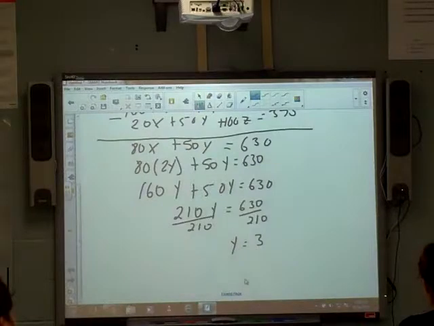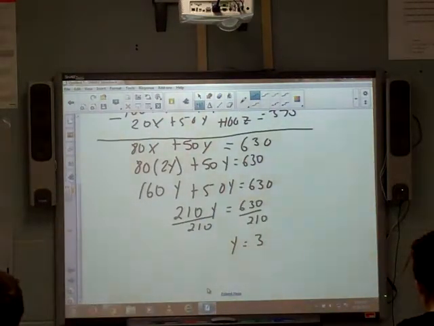Now we can figure out how many of all the different tickets we bought. I still got people catching up on that. Let me give you a second. And you can real easy now figure out your X. I'm going to give everybody a chance to get caught up.